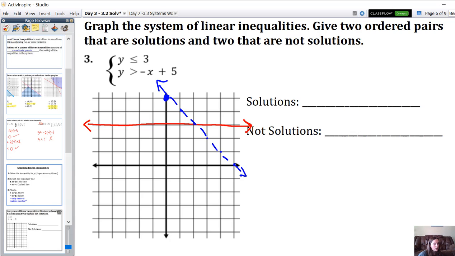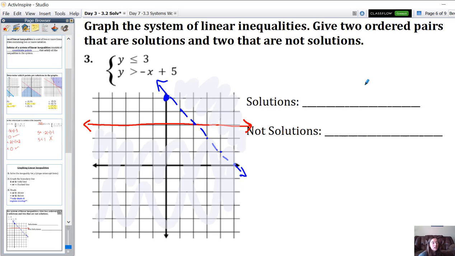Now is where we worry about the shading. I'm going to do some light shading for each one, and then I'm going to do a darker shading for the actual result that we want. We want to be less than or equal to 3, so that would be everything that's underneath that line for 3. We also want to be greater than negative x plus 5, so that's everything above negative x plus 5.